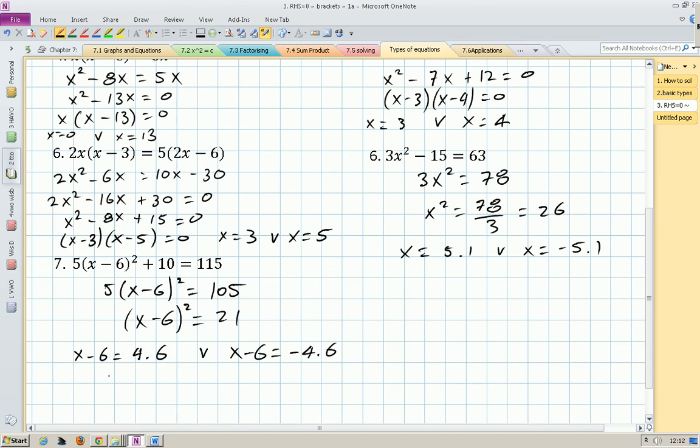And now adding 6 on this side, I get x is equal to 10.6, or adding 6 to this here, I'm going to get x is equal to, was it 1.4? Is that correct? Yes. Okay, so this is how you solve these different types of equations.